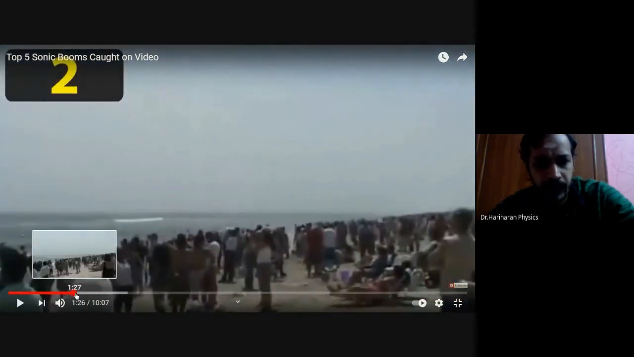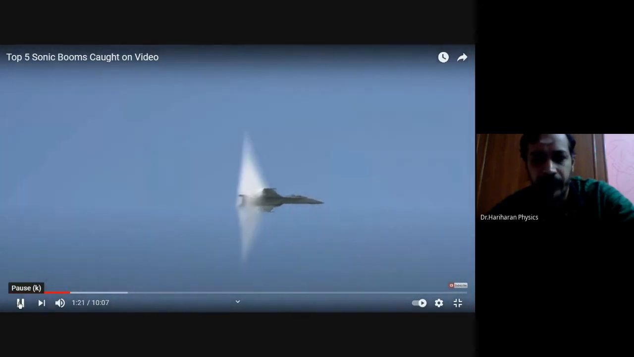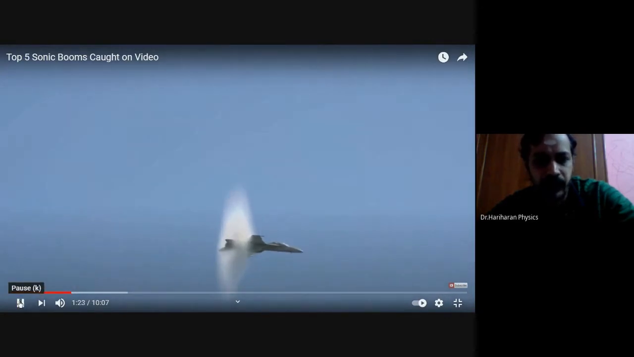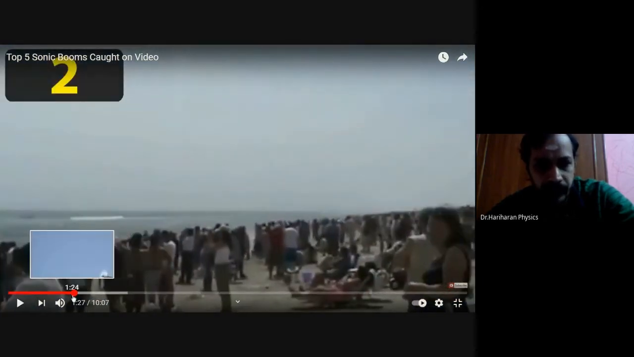I think we'll play the last 10 seconds of the video. You can see that as the plane moves, the shock waves, which are white in color behind the tail, become more and more pronounced. The visibility becomes more and more clear as it approaches near the cameraman. You can see that it is very nice to look. This is shock waves.